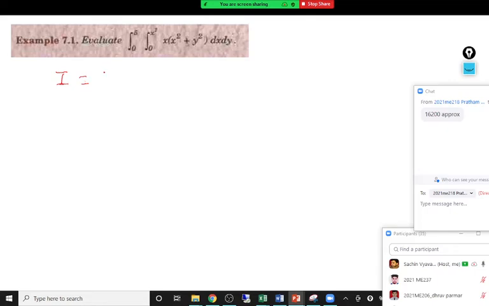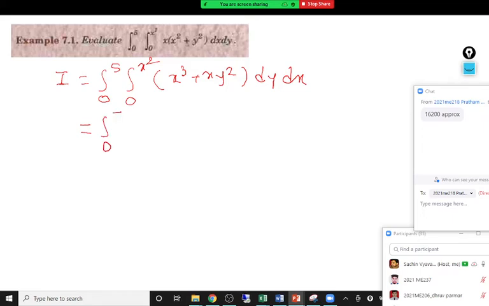So first of all, we are integrating this with respect to y, but before integrating with y, I can do one thing: x I can take inside. X into x square is x cube, plus x y square, and then as I want to integrate with y first, I'll write dy dx. So this is 0 to 5. Now integration of x cube with respect to y is x cube y, and integration of x y square is x y cube by 3, and the limits are 0 to x square, dx.